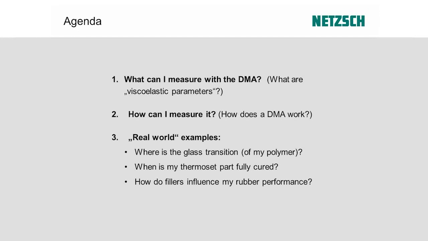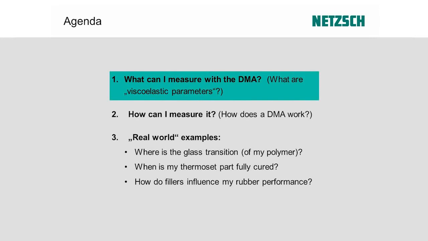And as a third point, I have three application examples. The first one will be concerned with the glass transition of a polymer and how I find it. The second one will be concerned with the curing of a thermoset and how I can decide with a DMA when it's fully cured. And the third one will be concerned with the influence of fillers on the mechanical performance of a rubber.